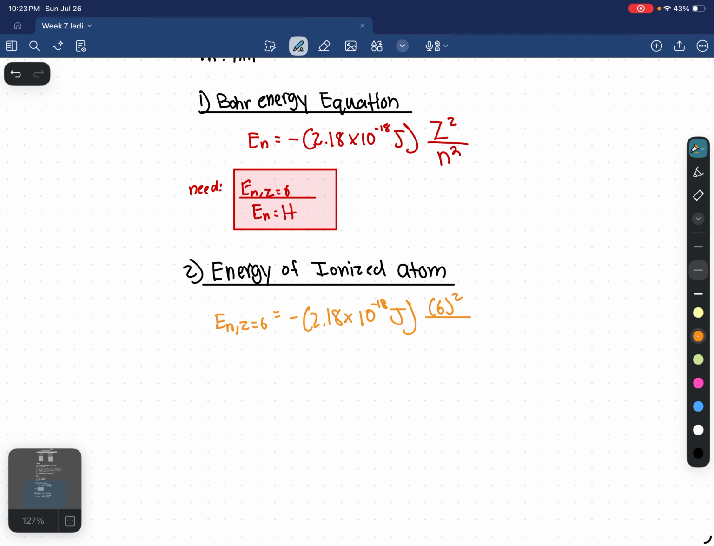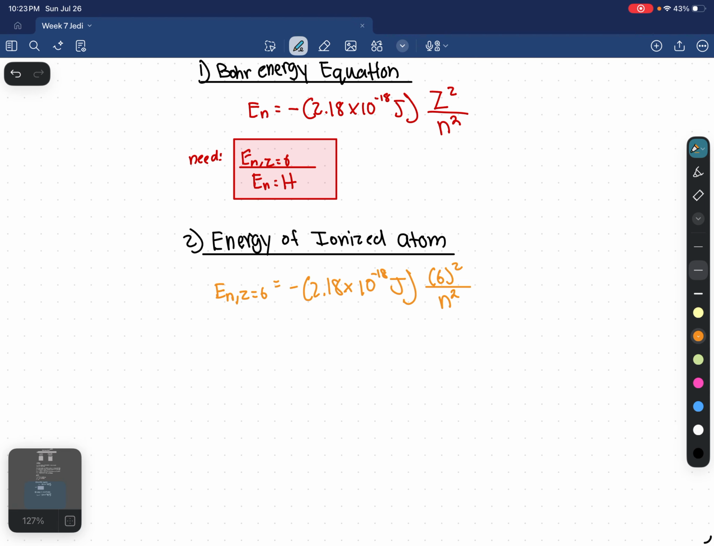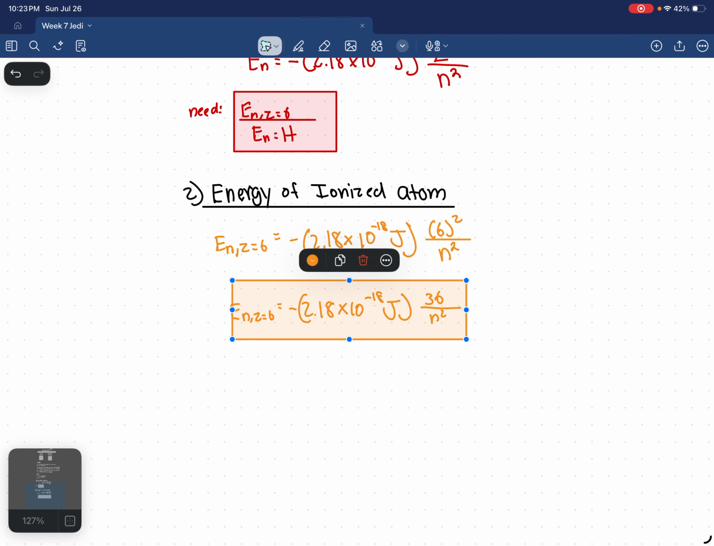And then we have n squared, right? And we know that 6 to the power of 2 equals 36. 6 times 6 equals 36. So we can just simplify that and make it equal to negative 2.18 times 10 to the negative 18th power joules times 36 over n squared. Right? Perfect. So now this is going to be the equation for the ionized atom. I'm just going to move this over here.